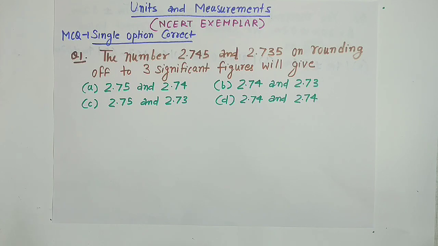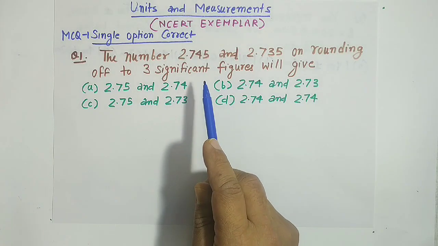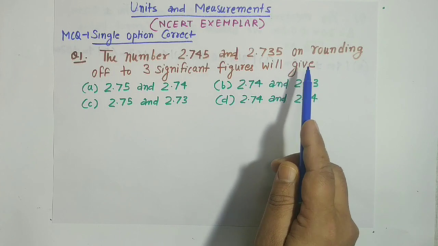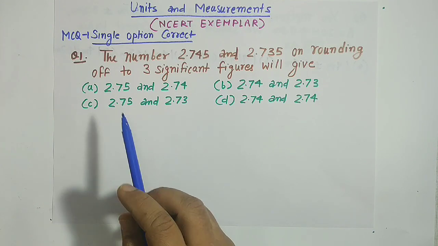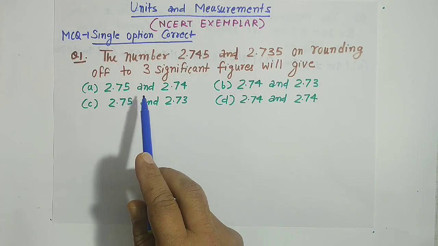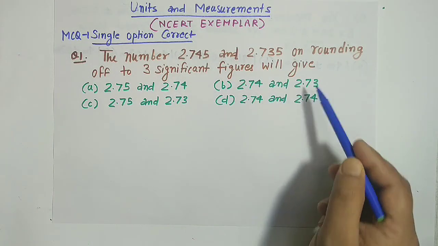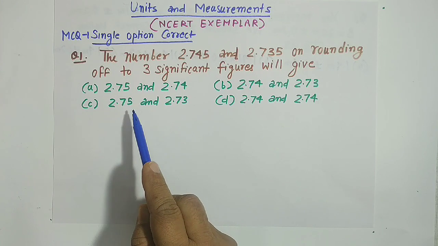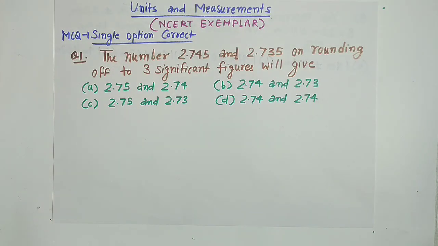Exemplar questions are there. So first question, it's a single option correct. The number 2.745 and 2.735 on rounding off to 3 significant figures will give. Now there are four options: either 2.75 and 2.74, or 2.74 and 2.73, or 2.75 and 2.73, and the last one is 2.74 and 2.74. Now we are going to solve it.